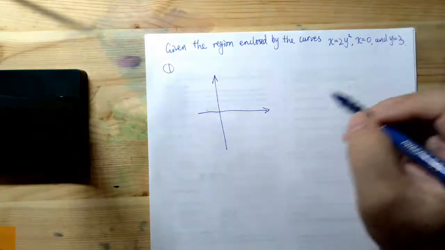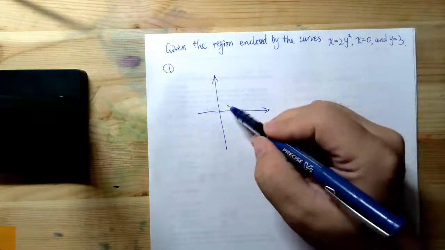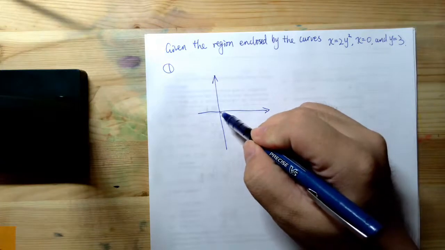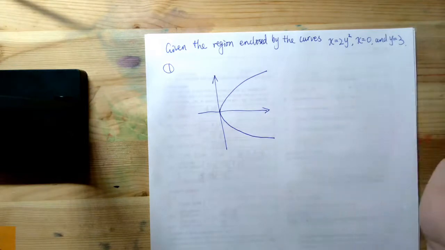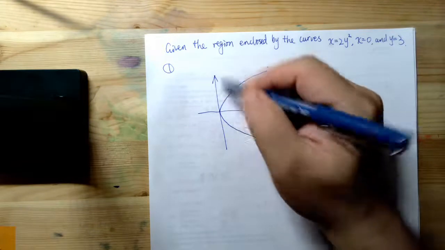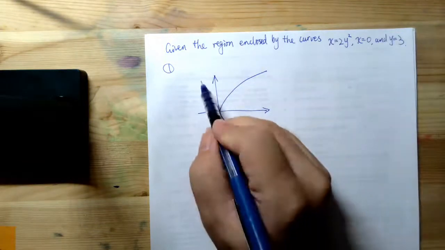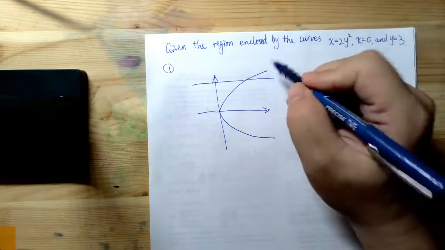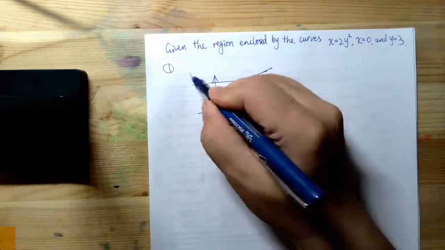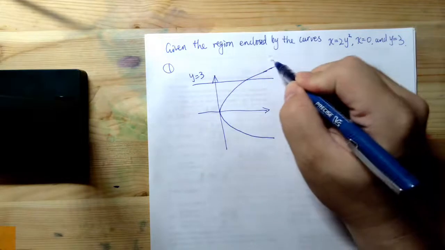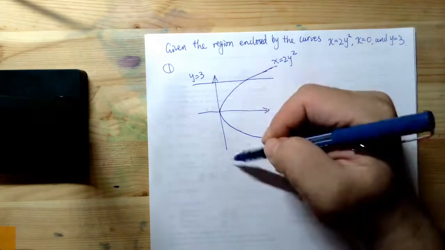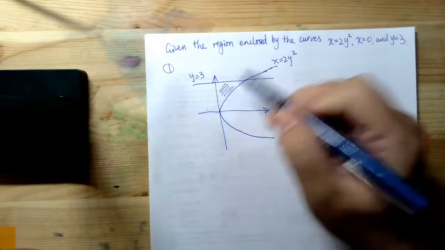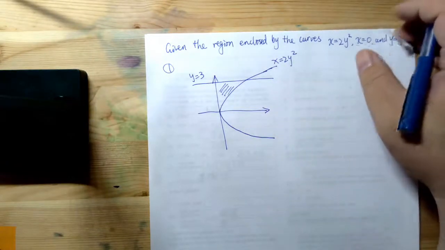Okay, so x equals 2y squared is going to be something like this. Okay, and x equals 0, which is the y-axis, and y equals 3, it's something like this. So this is y equals 3, this is x equals 2y squared, this is x equals 0. So basically this is the region which is enclosed.